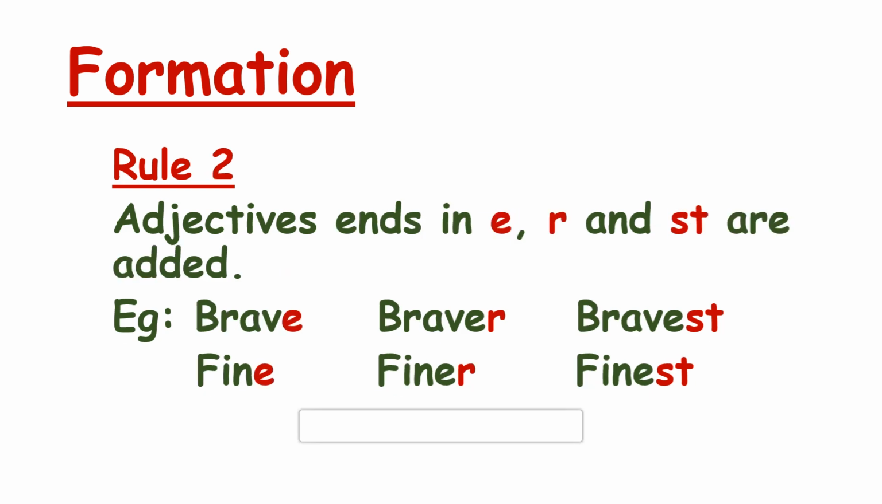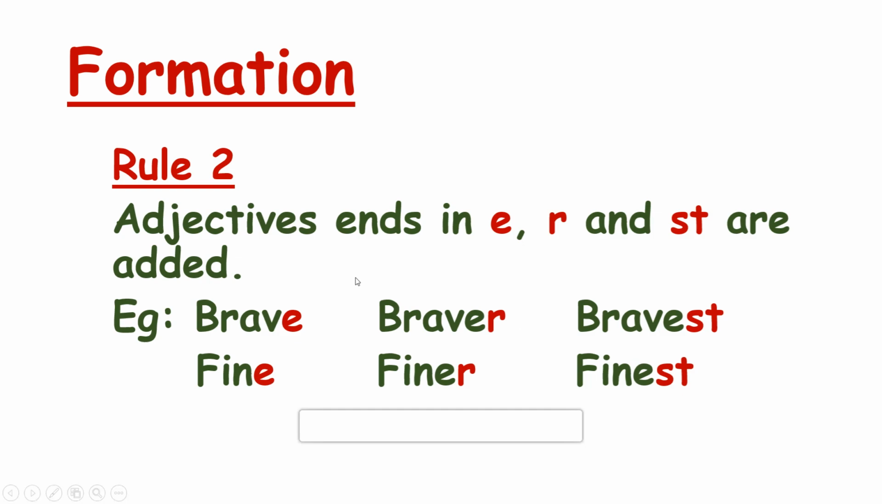Now rule number 2 comes. Rule number 2 talks about the adjectives which end in e, that is the vowel. Only r and st are added. Here you can see that e is the last letter of the word. For example, brave. In brave you will see e is the last letter, and in the second example also, fine, e is the last letter.